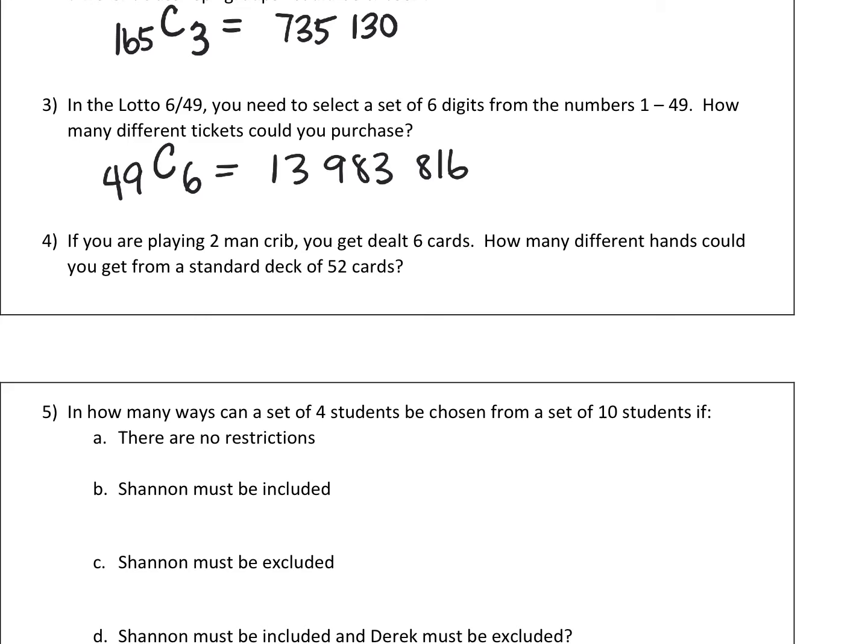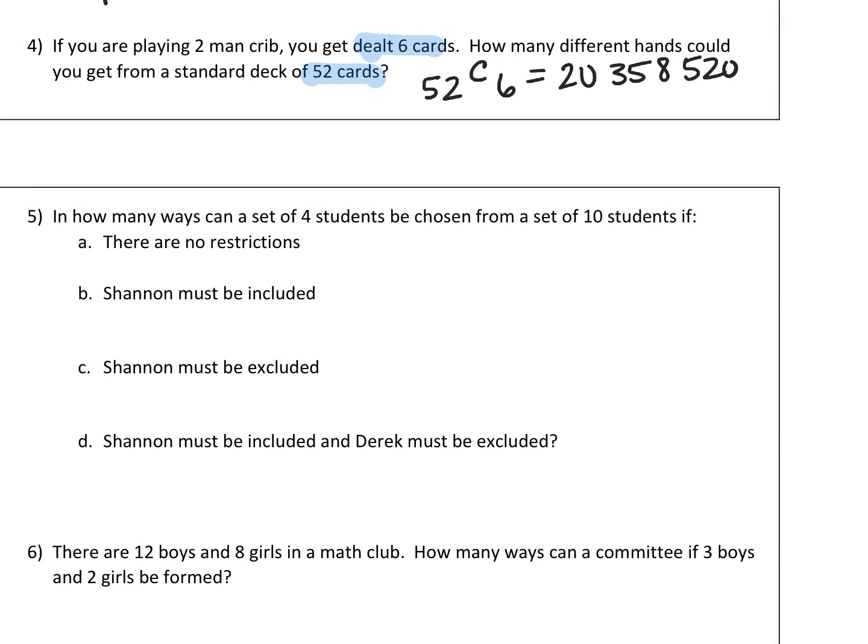All right, example number 4. If you're playing a 2-man crib, you get dealt 6 cards. Okay, so we're getting dealt 6 from a standard deck of 52. Again, it doesn't matter what order those cards come to you in because you're going to rearrange them once they get in your hand anyway. So I have 52 cards. I want to choose 6. So there are 20,358,520 different hands that I could get in crib. That's kind of crazy.